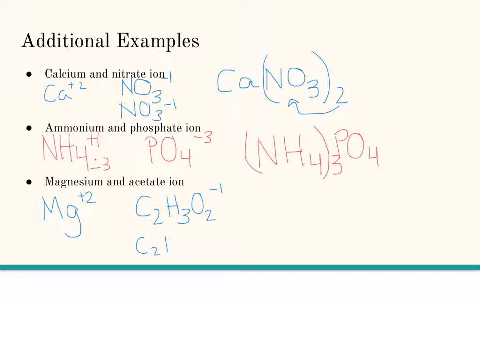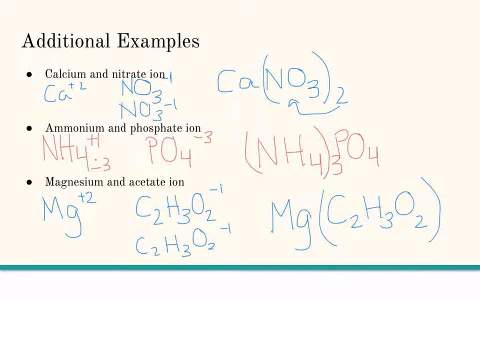Again, we should be able to recognize that to make this compound neutral, I need 2 of the acetates to cancel off the +2 charge of the magnesium. To translate that into a formula, I start with my positive ion, followed by my negative. Notice I'm not changing the formula of that polyatomic ion. To show that I need 2 of them, I put the whole ion in parentheses with a subscript of 2. Polyatomic ions should only be in parentheses if you have more than 1 of them.